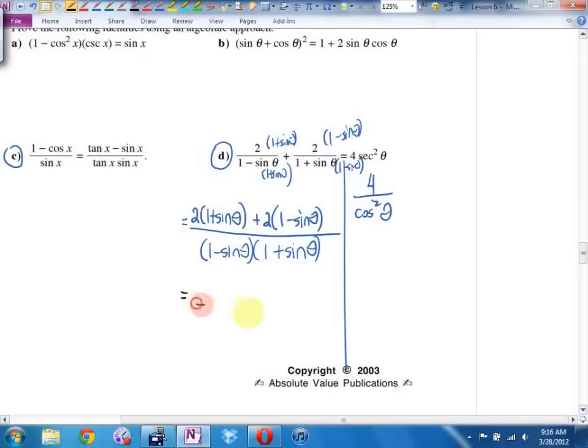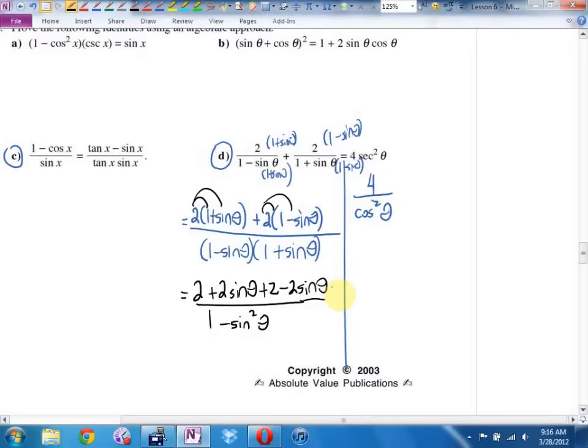Now what? Well, let's FOIL out the denominator. It's going to be 1 minus sine squared. It's difference of squares. You get a 1 and then a minus sign and a plus sign, which cancel, and then a minus sine squared. Let's multiply the top out too. I'll get a 2 and a plus 2 sine and a positive 2 and a minus 2 sine. Oh! What does the top actually simplify to?